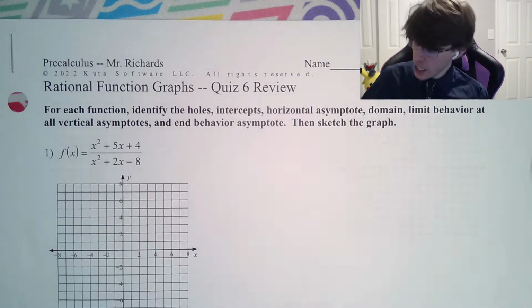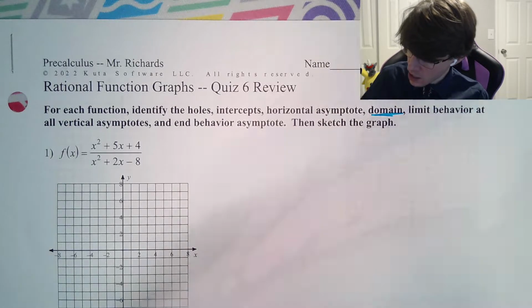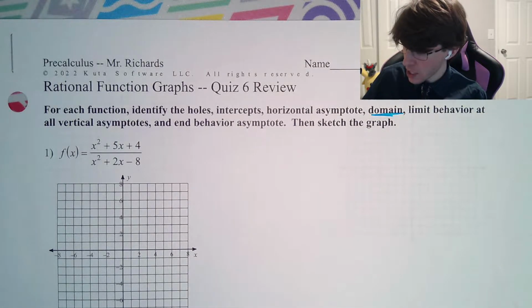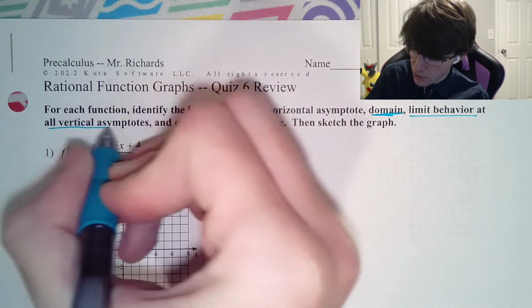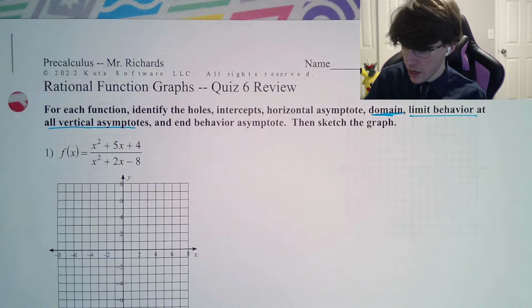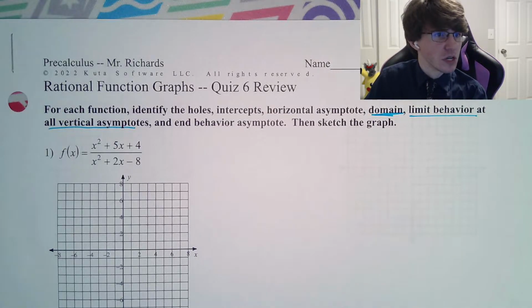So if you are in my class, just FYI, we have not yet talked about domain of these ones quite yet, nor have we talked about these words, the limit behavior of all vertical asymptotes. But I will be describing those in this video because I'll be teaching them in class in the near future. However, everything else we have covered, so let's hop into it.